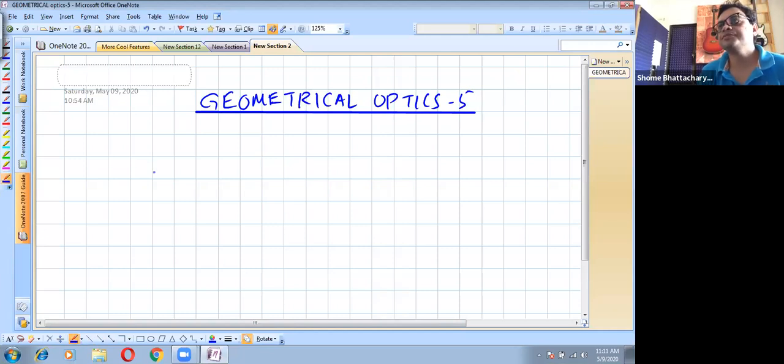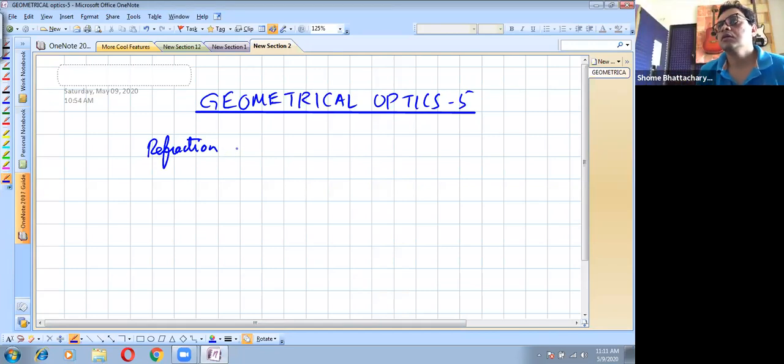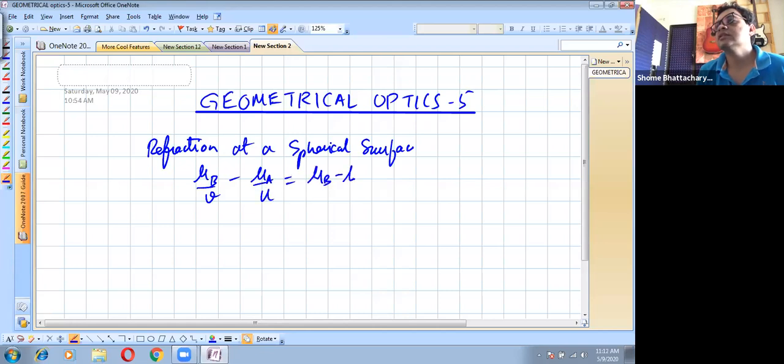So far, we've understood this formula, refraction at a spherical surface. Mu V by V minus mu E by U is equal to the difference of refractive indexes divided by the radius, where this is happening from medium A to medium B. So we looked at this in detail, then we looked at Lensmaker's formula.